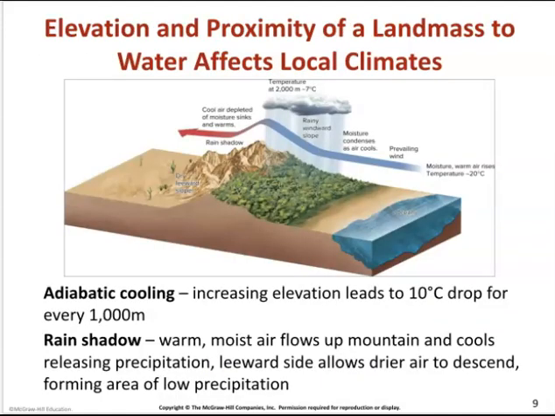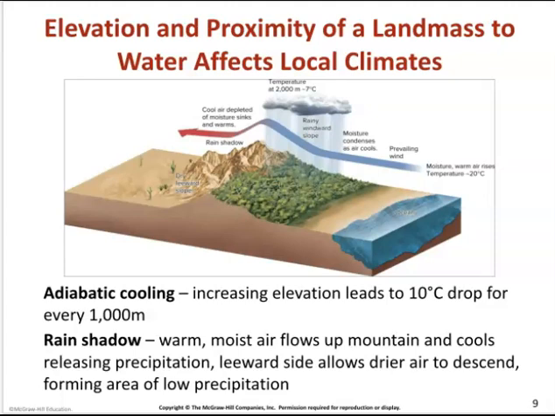Other things that we look at when it comes to the climate are elevation and the proximity of a landmass to water. And the proximity to water is incredibly important when it comes to temperature because precipitation is due to an increase or decrease in water. Adiabatic cooling is increased elevation. So as we go up in elevation, 1,000 meters, we're going to drop 10 degrees Celsius. This is why tops of mountains are colder than bottoms of mountains. This is why Flagstaff is always colder than here in the valley.